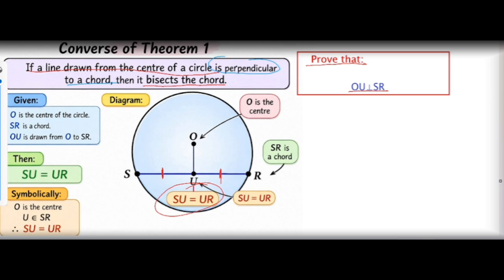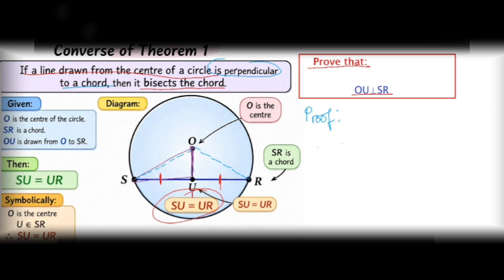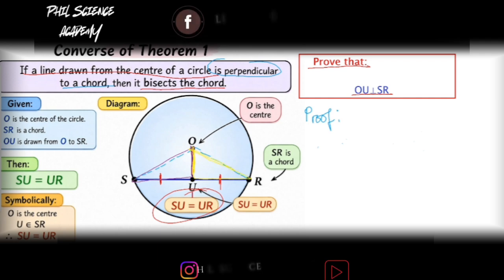So first things first, we're going to construct. Let's construct OS and also construct OR. Now let's go to our proof statement. In this proof, after constructing, we are only going to look at two triangles: triangle SUO and also triangle URO. We are going to focus on these two triangles.